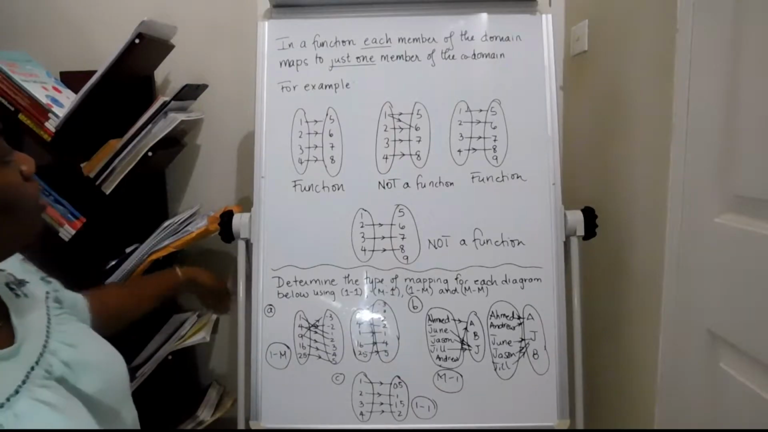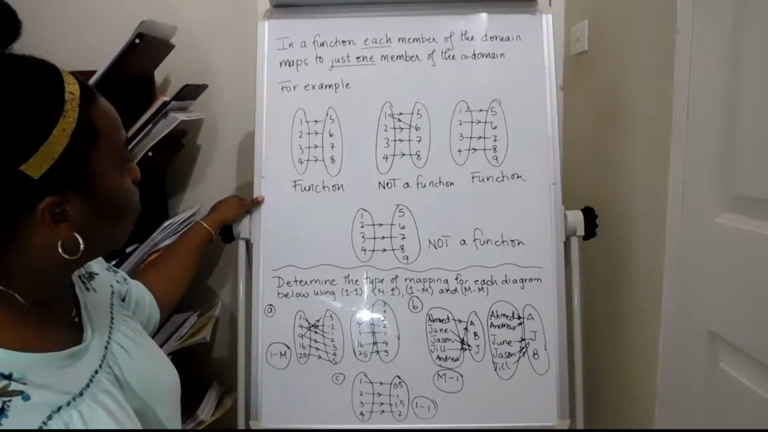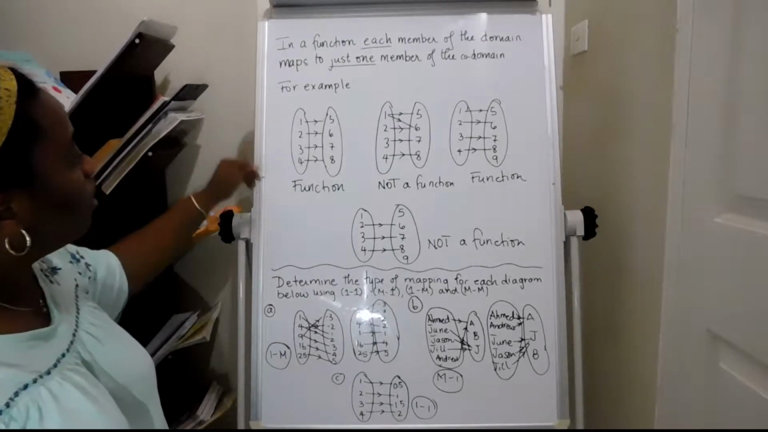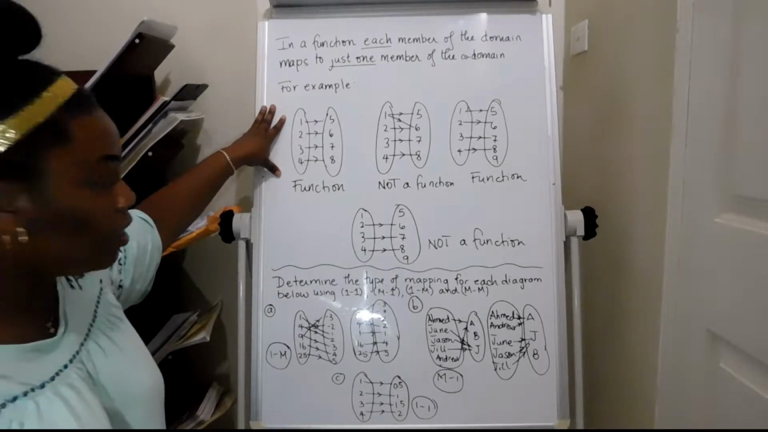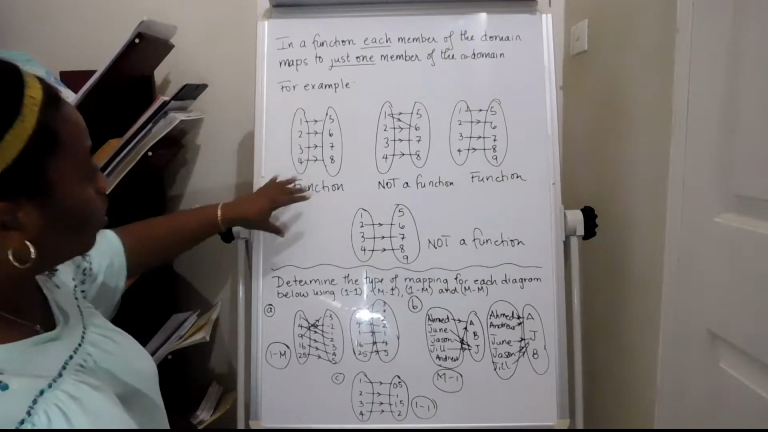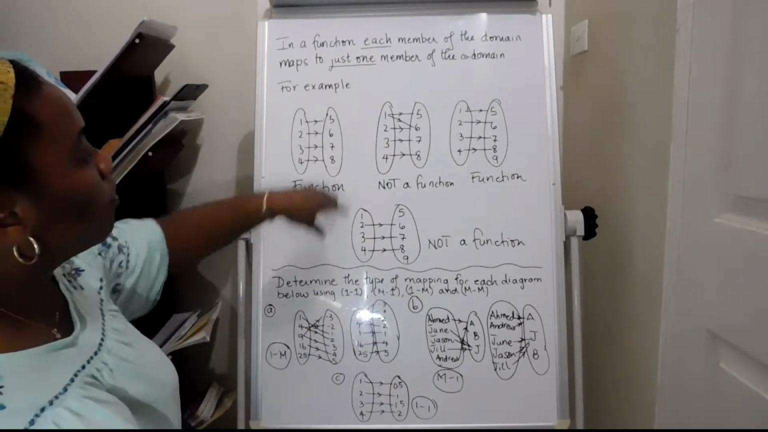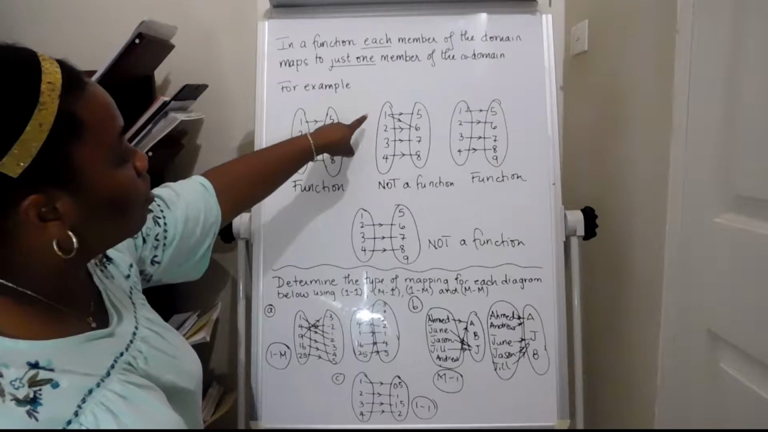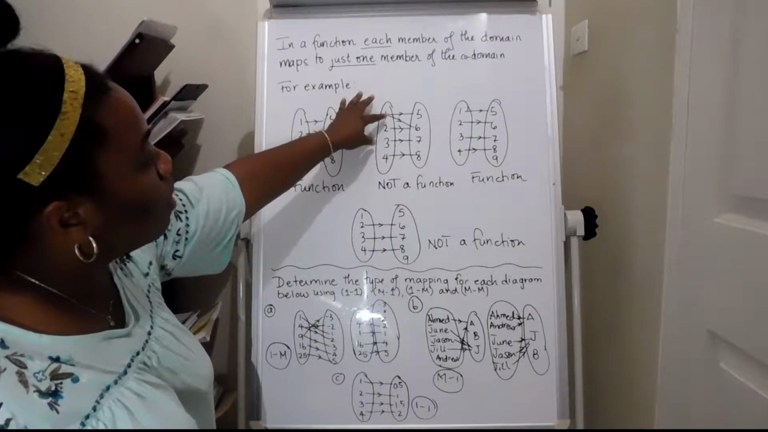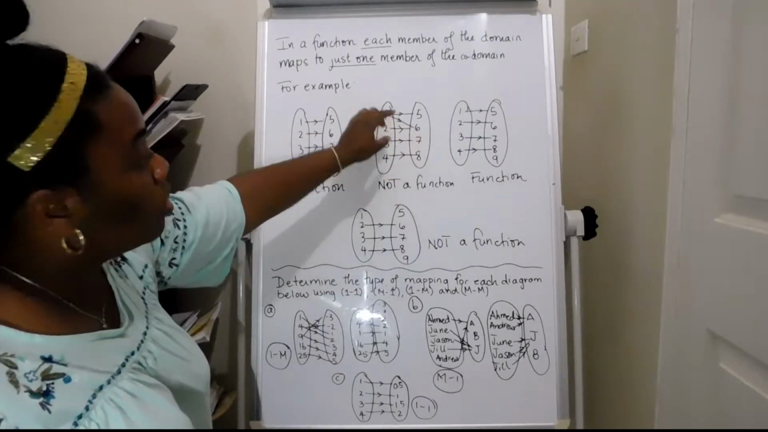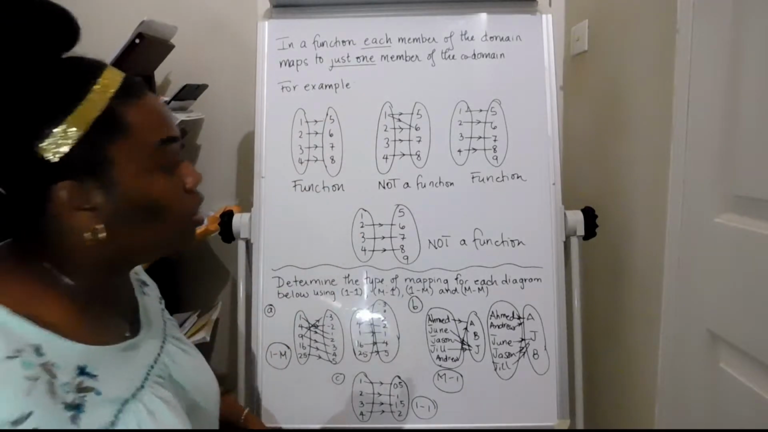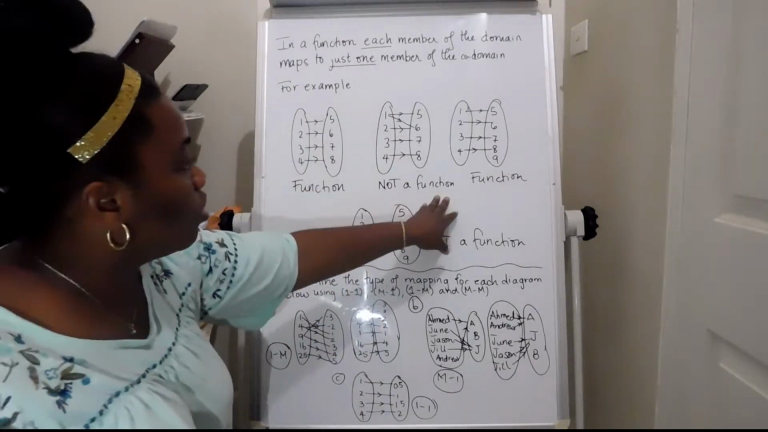Remember that. In a function, each member of the domain maps to just one member of the codomain, like what I said earlier. For example, in this one-to-one image right here, this is referred to as a function. In this other case, we have an element, and it is mapped to many images, right? So it's mapped to more than one image. Therefore, once an element has more than one mapping, it is not considered a function.